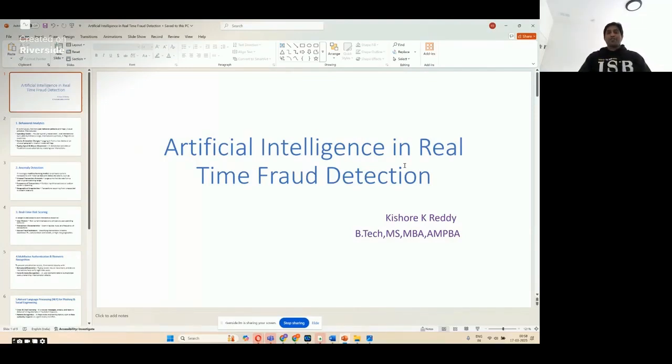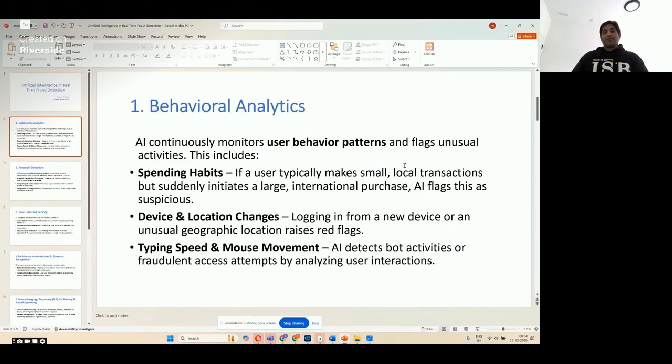Today we are going to discuss artificial intelligence in real-time fraud detection. So how are we going to utilize the power of artificial intelligence to do fraud detection? There are some strategies which we are going to utilize over here. And the first one is behavioral analytics.